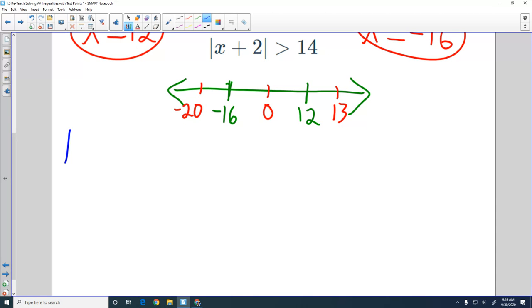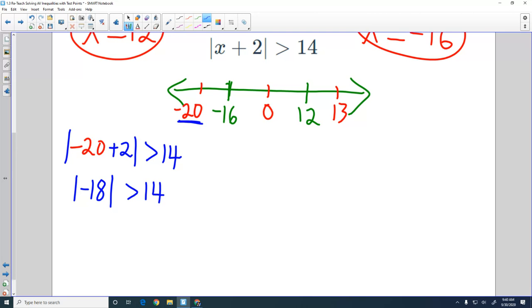So I'm going to say, all right, the absolute value of negative 20 plus 2 is greater than 14. All I did is plug that test point of negative 20 into my original absolute value inequality, and we're just going to solve this problem and see if it's true. Does the left side equal the right side? Negative 20 plus 2 is negative 18. So we've got the absolute value of negative 18 greater than 14.